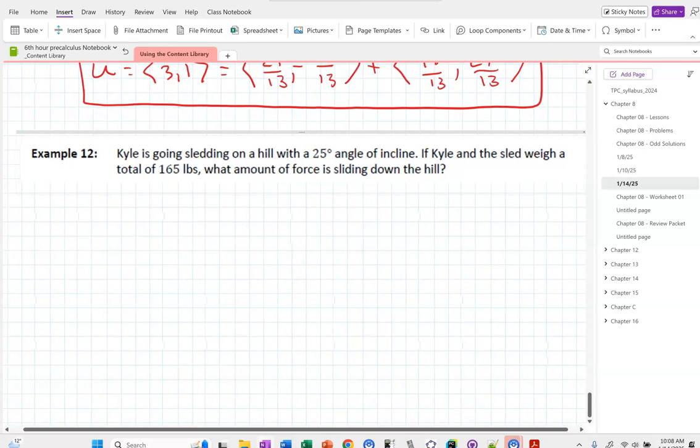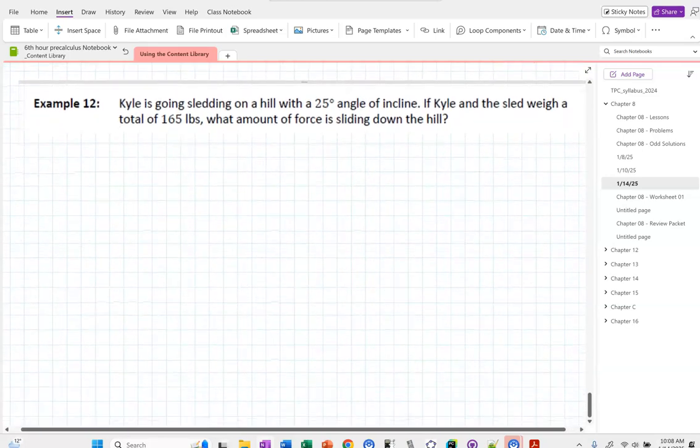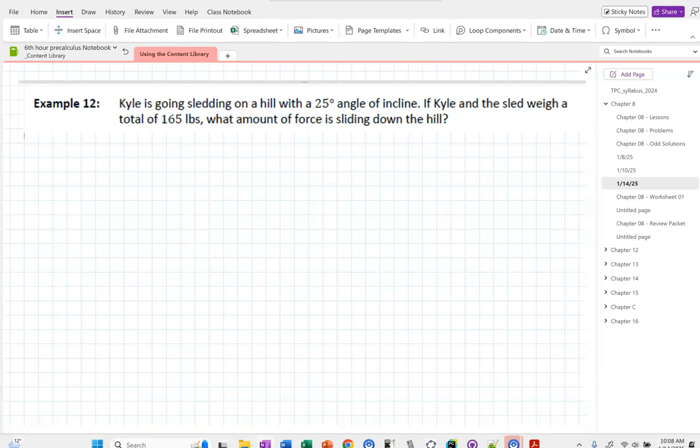Kyle is going sledding on a hill with a 25-degree angle of incline. If Kyle and the sled weigh a total of 165 pounds, what amount of force is sliding down the hill? So in this problem, we have to identify some vector that represents the force and project that onto another vector representing the hill. That's the idea.